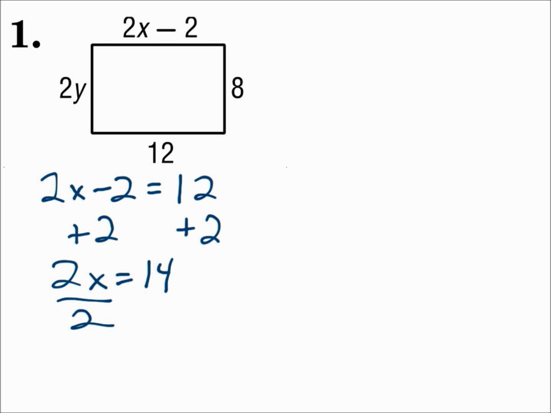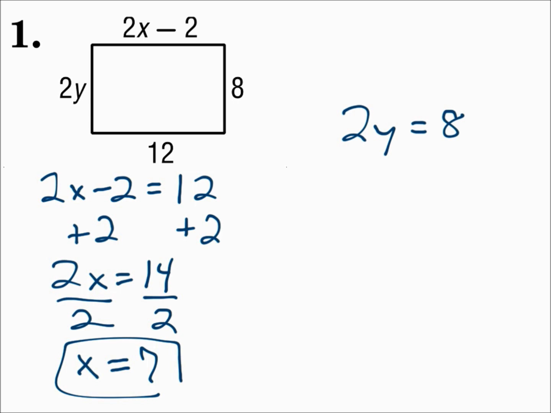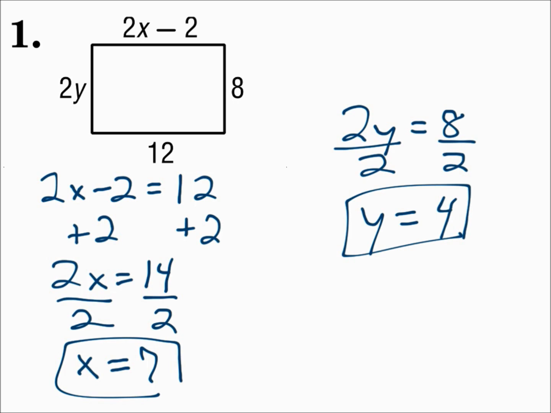Divide by 2. And x is 7. And now we need the other pair of opposite sides congruent, the 2y and the 8. To make 2y equal 8, divide by 2, and y is 4. So if x is 7 and y is 4, that makes opposite sides congruent, and it makes the figure a parallelogram.